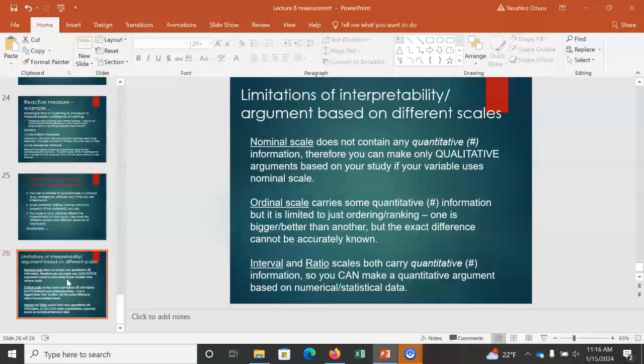Limitation of interpretability based on different kinds of scales. Nominal scale does not contain any quantitative information. Ordinal scale carries some quantitative information. Interval and ratio scales both carry quantitative information, so you can make quantitative arguments based on numerical and statistical data.